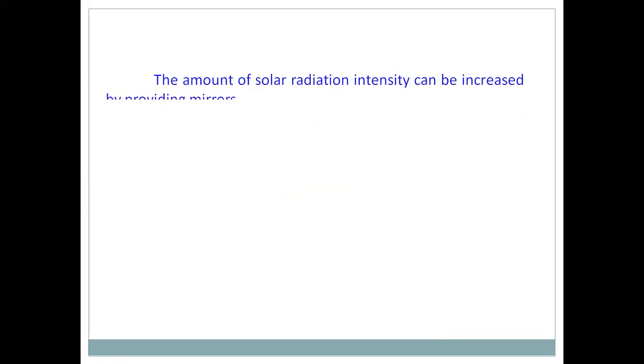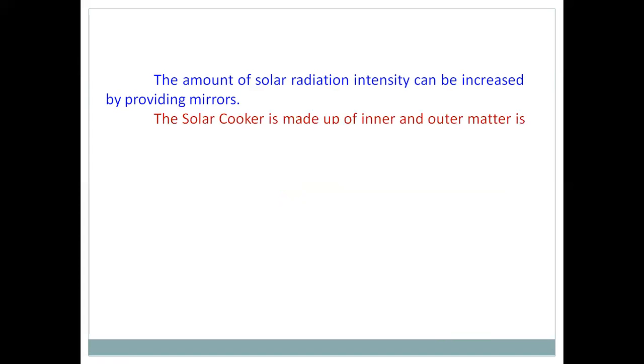And the intensity of solar radiation can be improved by using mirrors, as in the multiple reflector solar cooker. Due to these multiple reflectors, all the radiation is concentrated inside the box so that the temperature of the solar cooker increases, which minimizes the cooking time. So the solar cooker is made up of an inner and outer wooden box with a double glass sheet on it.